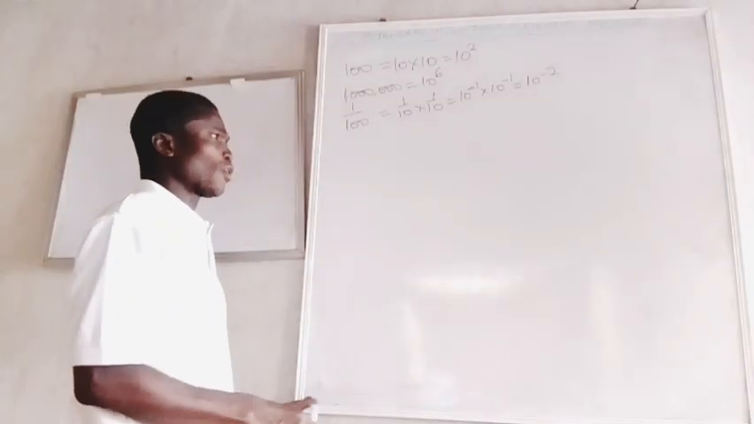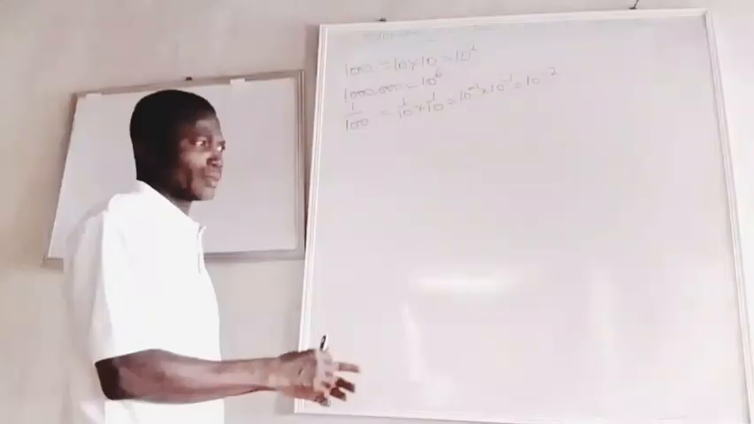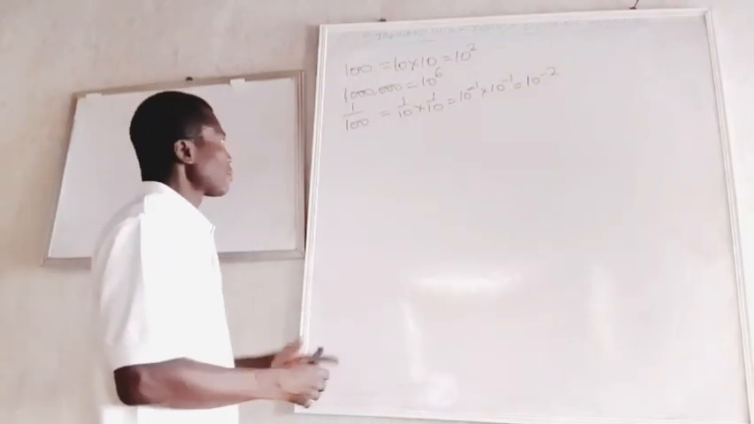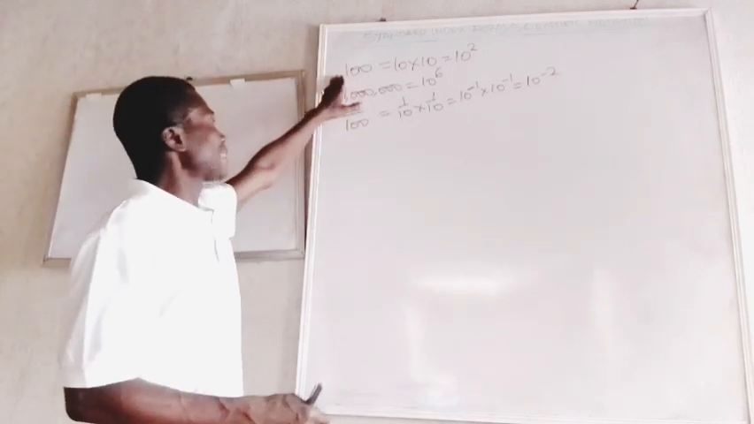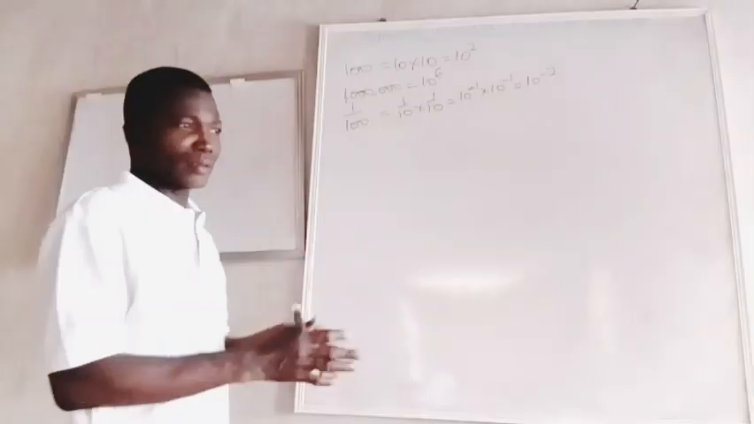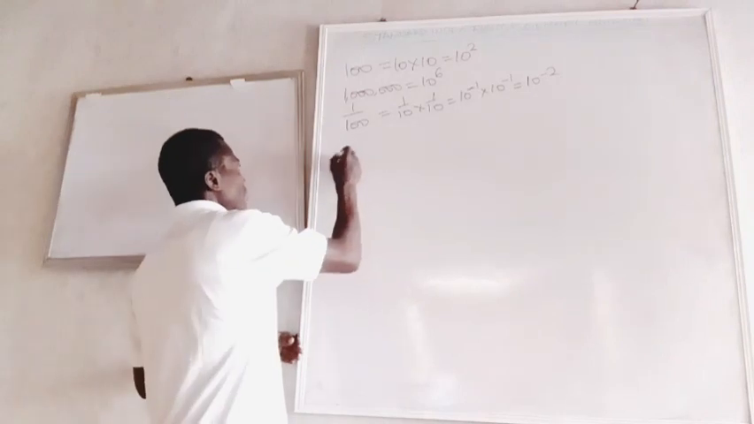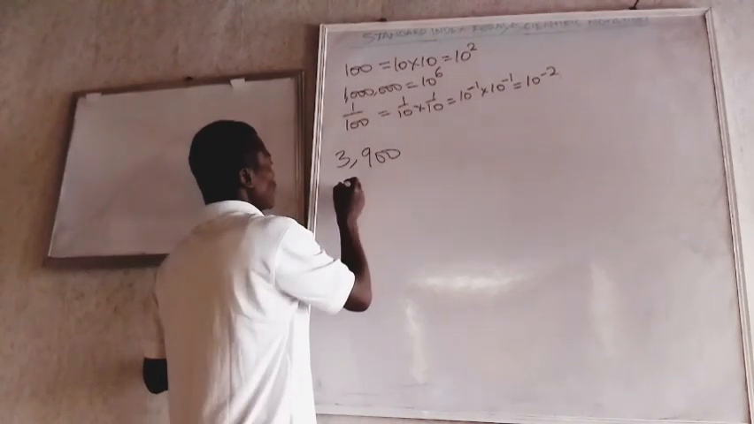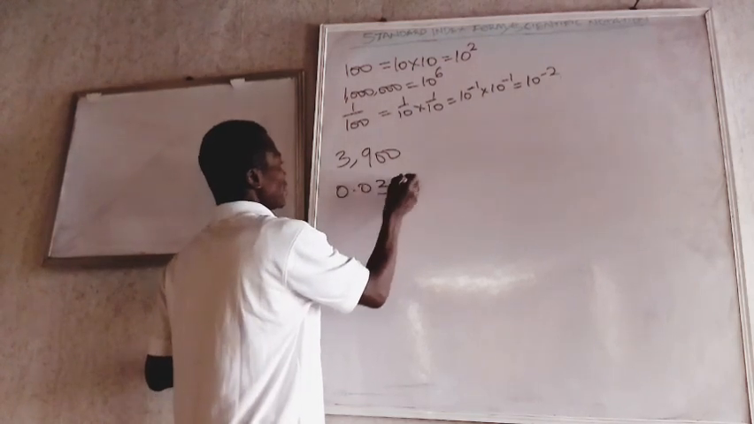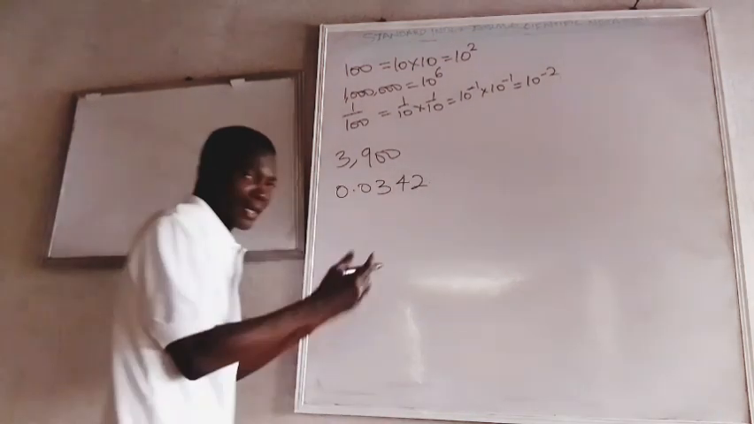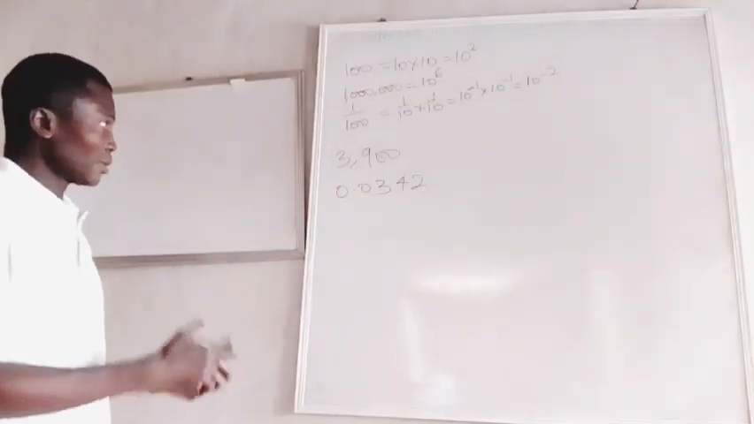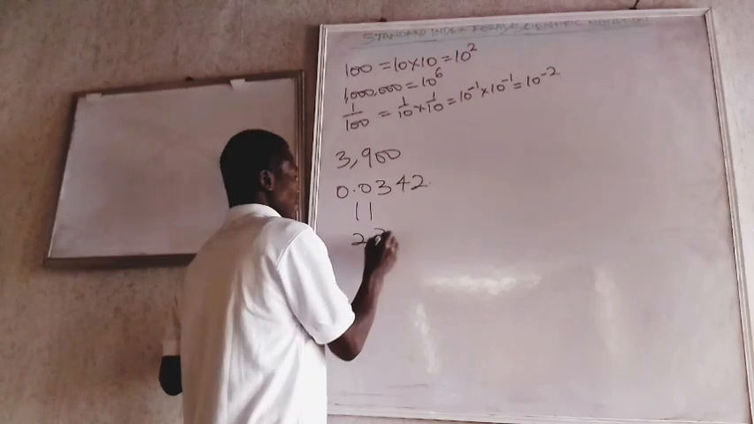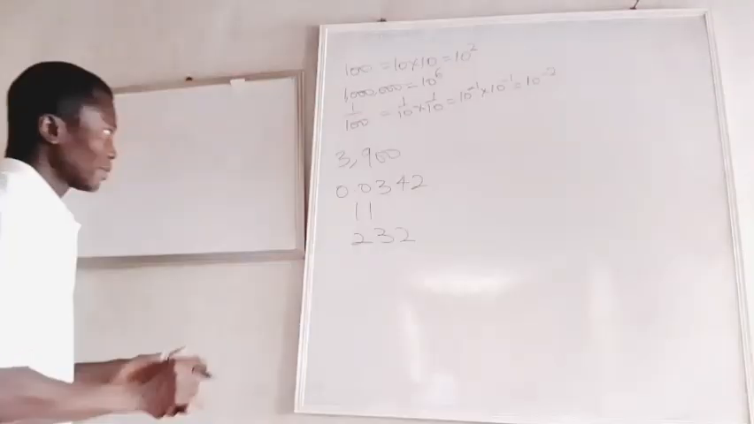The next part is to look for the other part of the number, which is less than 10. Because most of the time, you won't have numbers like 100 or 1 million straight. You are going to have something like 3,900 or 0.0342. These are the kind of numbers we come across. You can come across something like 11, or 232. You can come across all these sort of numbers.